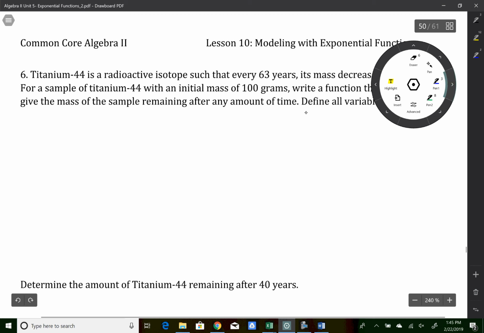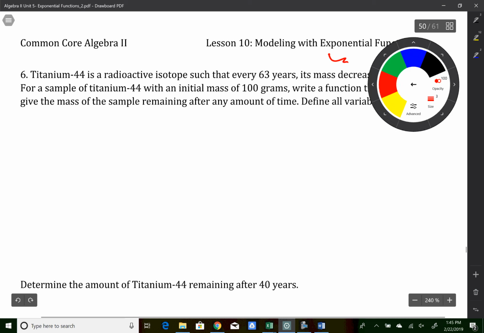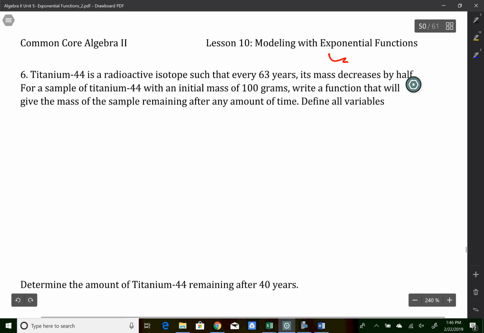Why is this not working? Oh, there we go. Okay, so we're decreasing something here by half.